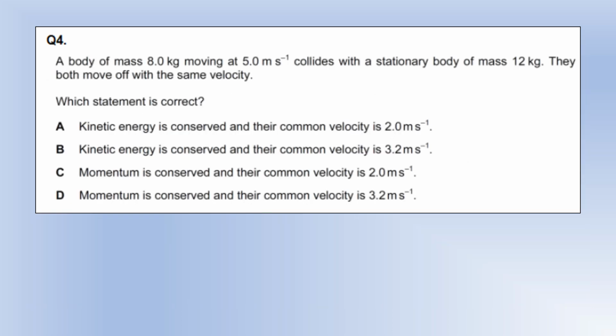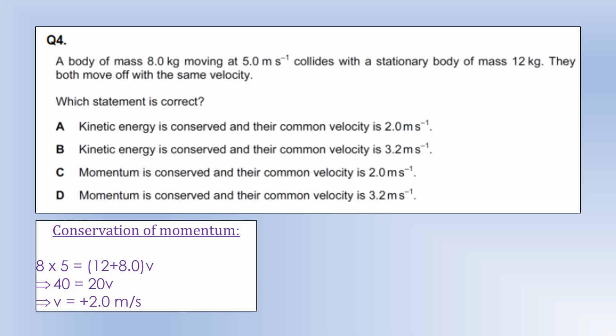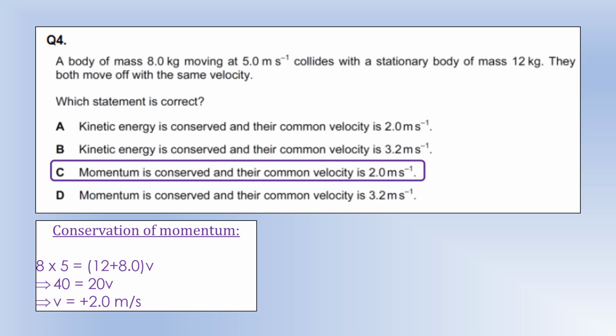Okay, so a body of mass 8 kilograms moves at 5 meters per second, collides with a stationary body of mass 12 kilograms. They both move off with the same velocity. Which statement is correct? Okay, so we can apply conservation of momentum. Total momentum before is 40. We can write an expression for the total momentum afterwards with their velocity being the same. And then we can solve: v is 2 meters per second, which is going to be in the positive direction.